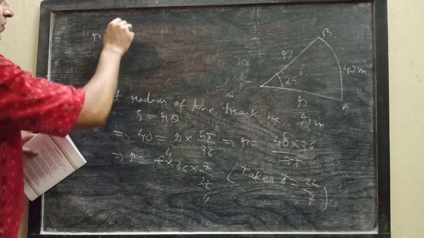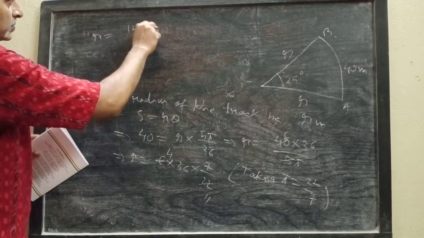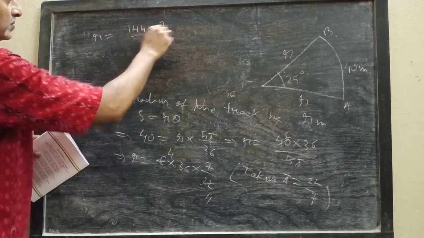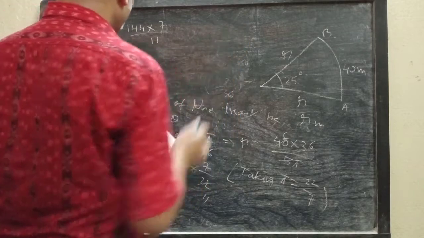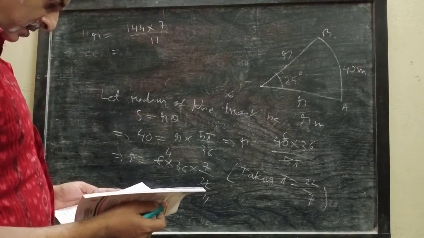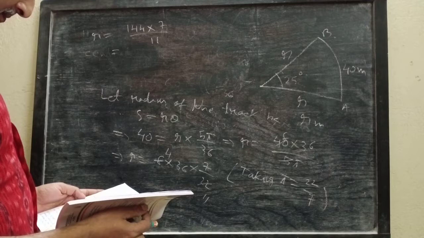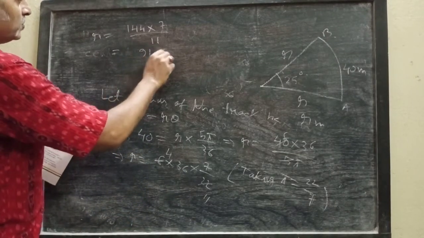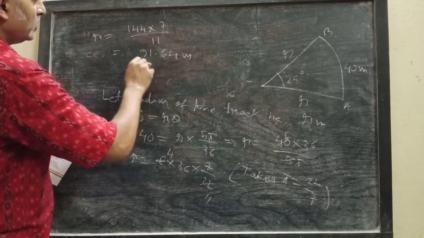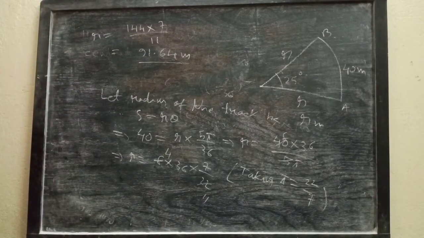36 4s are 144 into 7 by 11. This will give you the answer 91.64 meters. Just do the calculation on your own. You will get the answer in this way. So the radius of the track will be 91.64 meters. Okay.